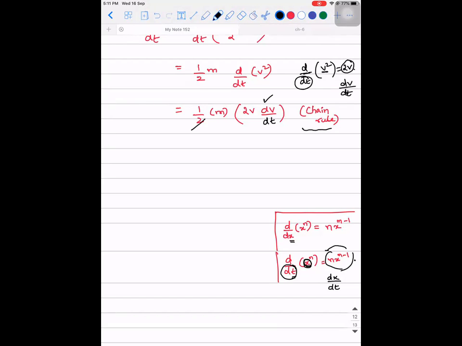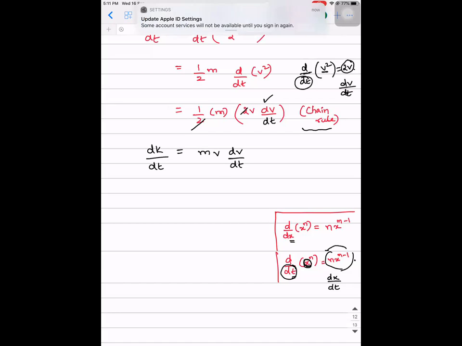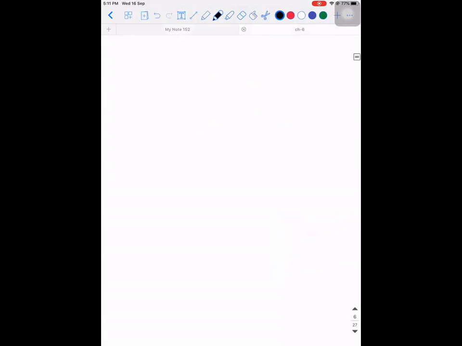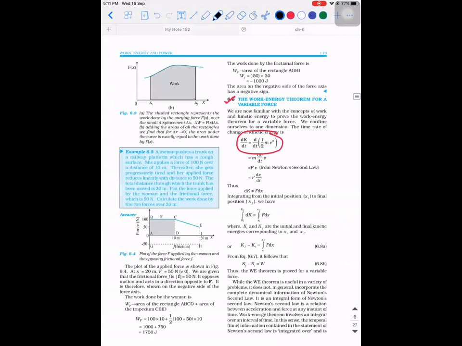So what will happen? 2 and 2 will get cancelled. So it is m into v into dv divided by dt is dk divided by dt. I hope you understood this part. Yes or no? So m into dv divided by dt into v. If you directly read it from the textbook, you will not understand. There is a reason.